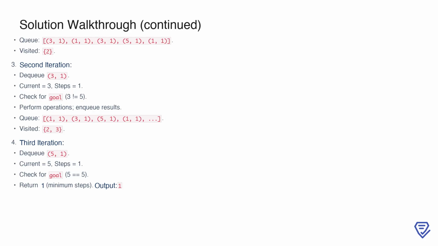In the second iteration, we dequeue (3, 1) from the queue. The current value is 3, and the number of steps is now 1. Since 3 is not equal to the goal, we perform all valid operations with nums and add the results to the queue, ensuring we avoid duplicates. The visited set is updated to include 3. Then, in the third iteration, we dequeue (5, 1). Here, the current value is 5, and the number of steps is still 1. This time, we find that 5 matches the goal. Therefore, the minimum number of steps required to reach the goal is 1, which becomes our output.